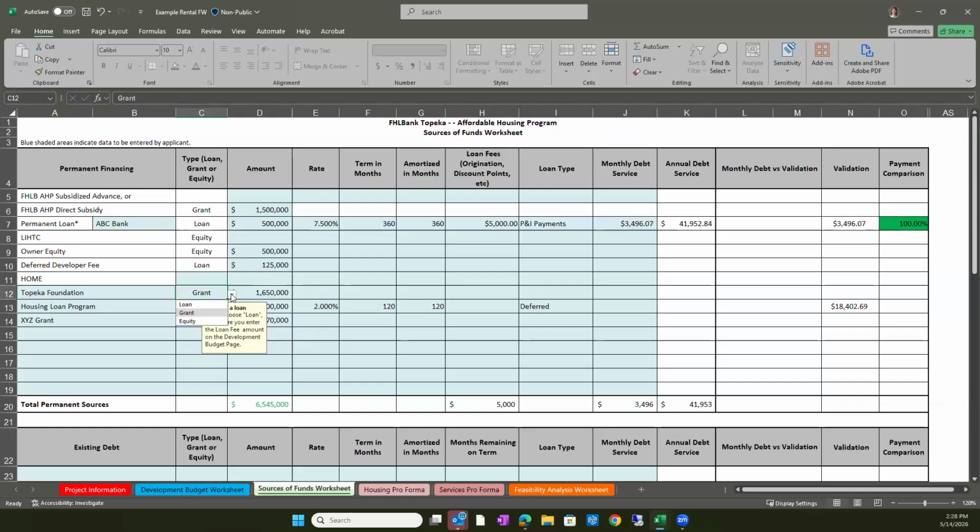This is really important to make sure that you select this because if you don't select one there and you upload this feasibility workbook to AHP Online to your application, the system will not recognize it as a source and is not going to give you the option to upload documentation for it. So please make sure to select a type if you enter any sources of funds that are not pre-named up above.